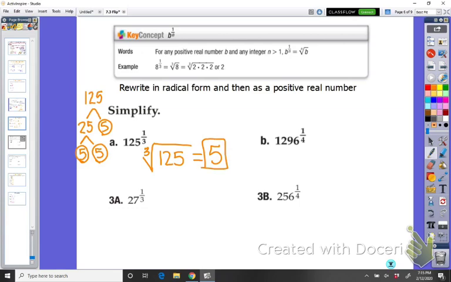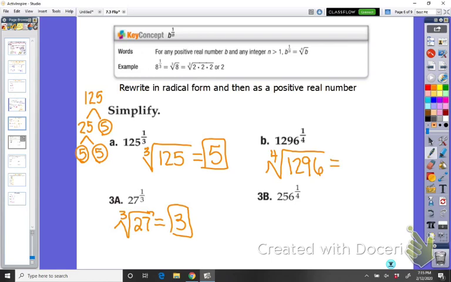So again, 27 to the 1/3 power, that's the cubed root of 27. We did this one earlier. A number times itself 3 times is 27, and that's 3. This now is the 4th root of 1296. So some number times itself 4 times is 1296. And that answer is 6.